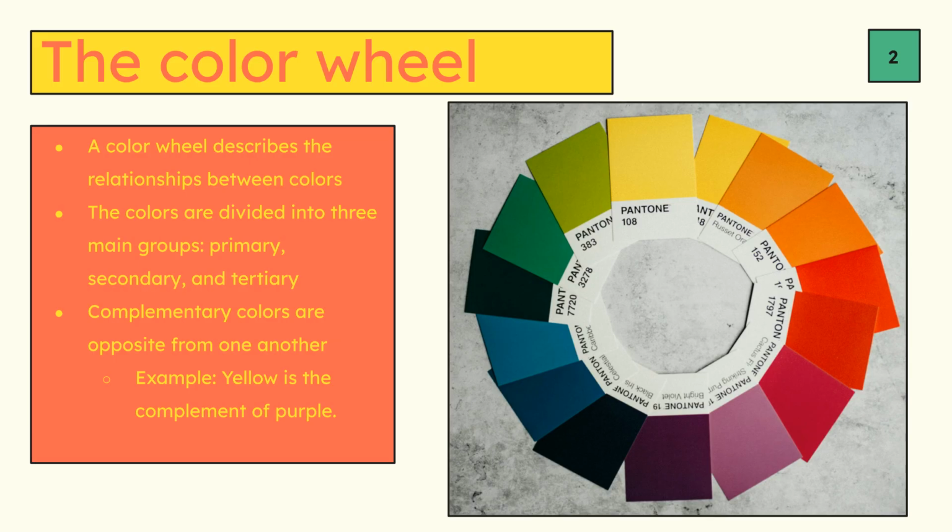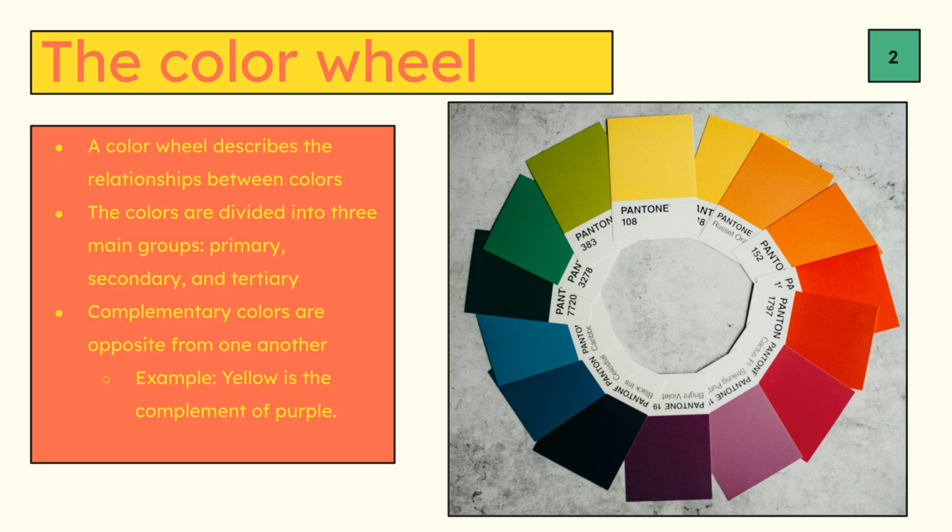Isaac Newton invented the color wheel by turning the visible light spectrum into a circle. The color wheel describes the relationships between colors, dividing them into primary, secondary, and tertiary groups. The primary colors are red, yellow, and blue. Secondary colors are created by mixing two primary colors. For example, mixing red and blue creates purple. And tertiary colors are created by mixing a primary color with a secondary color.